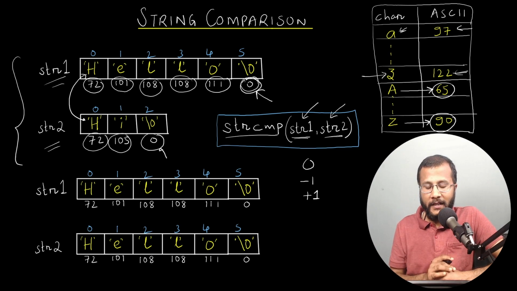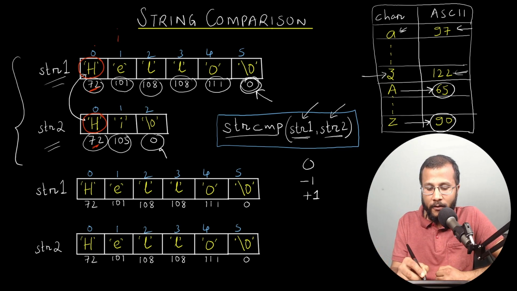Now how do I compare? It is very simple. First of all, I'll catch hold of the first character of both these strings, right? In the first string, I'll get the character H. In the second string, I'll get the character H. Both of these are the same characters, so they are having the same ASCII code 72 and 72. So at this point, we can claim that both of these strings are same because both of these strings are having the character H, having the same ASCII code 72. So we move to the next index, i equals 1.